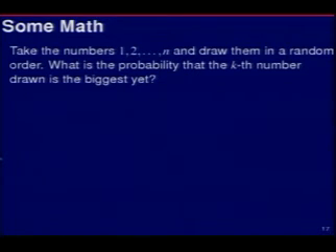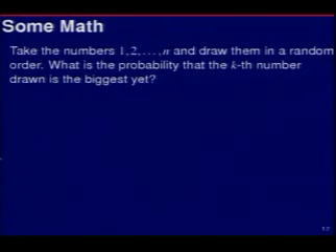So if I take these and I say, what is the probability that the kth number that I draw is the biggest one yet? What I mean by this is you have this random ordering of the numbers, and you take out the first one, and you say, what's the probability that that's the biggest one yet? Well, it's the first one, so of course it's the biggest one yet. So for the first one, that probability is 1. Okay. I draw the second one. What is the probability that the second one I draw is the biggest one yet? Can anyone guess what that is?